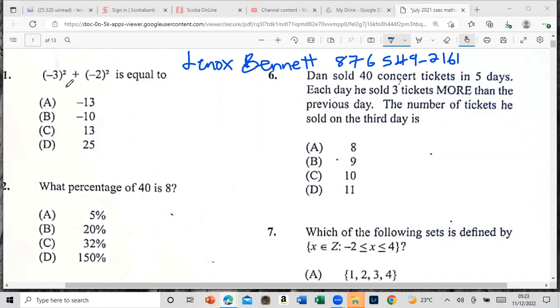Alright, so the first one says negative 3 squared plus negative 2 squared is equal to. So negative, square root, multiply the number by itself. Multiply the negative, that's positive. So first answer.